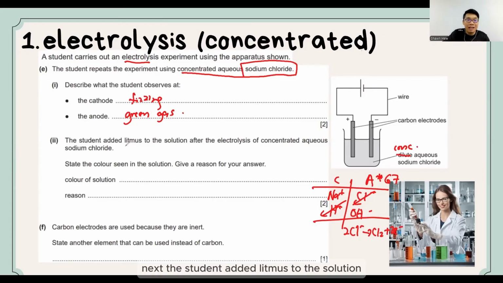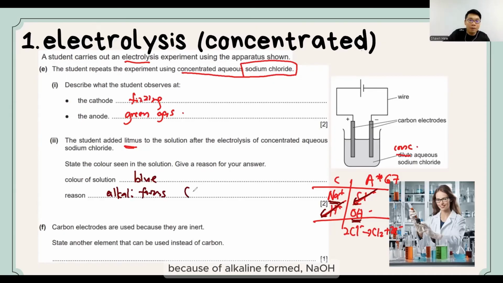Next, the student added litmus to the solution after electrolysis of concentrated NaCl. So we already know it will discharge H plus and Cl. So the ions left in the solution are Na and OH. So NaOH is alkali, litmus will be blue because it's alkaline. At last, carbon electrodes are used because they are inert. State another element that can be used instead of carbon. If you write graphite, the answer is wrong because graphite is carbon. So you need to tell me platinum.